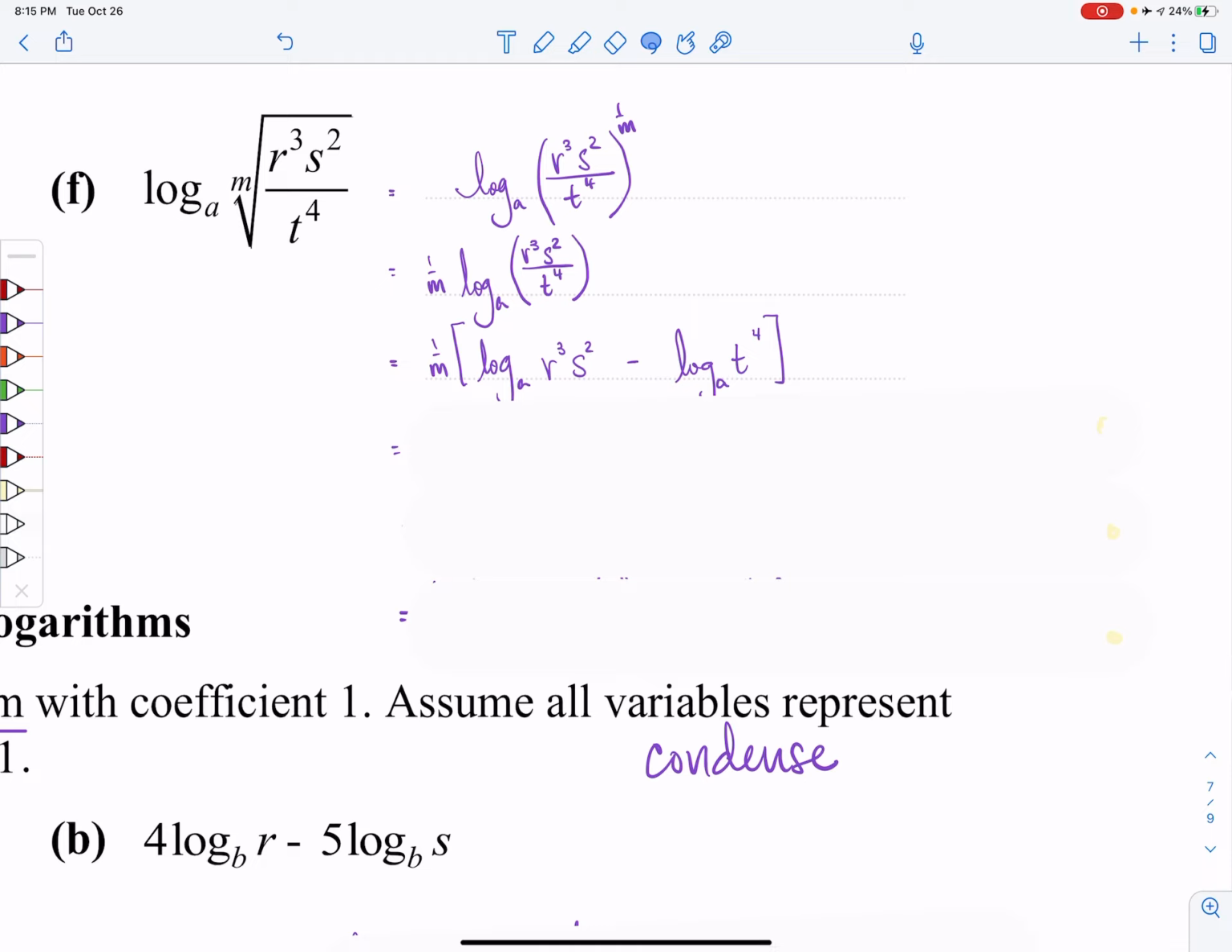Okay, so now I have 2 separate logs, but are they fully expanded? When I look at this log, the overall operation is a product. So I'm going to use the product rule here. But this one is not the log of a product. This one is using a power. So on the first one, I'm going to use the product rule, and on this one over here, I'm going to use the power rule. Product rule and power rule. 1 over m is still being multiplied by the entire thing.